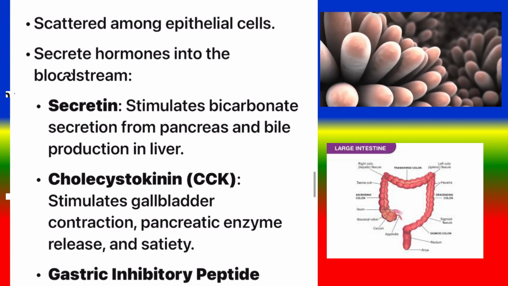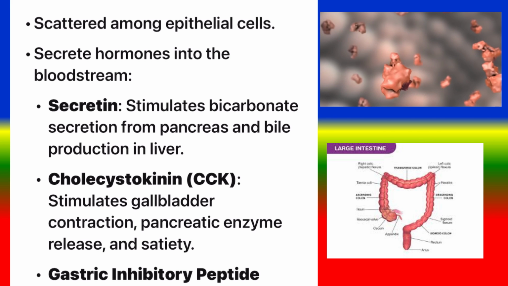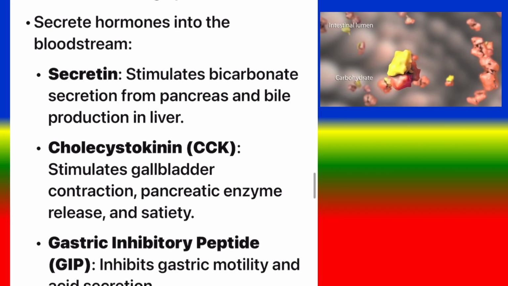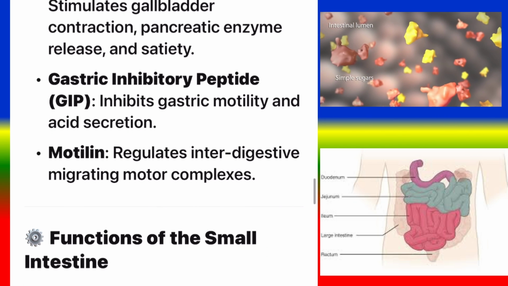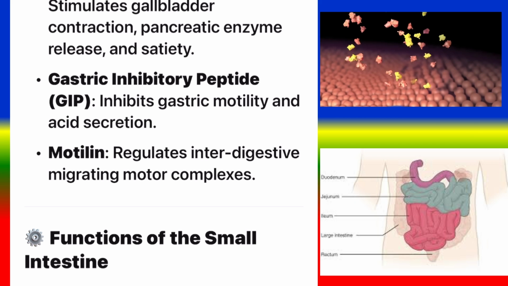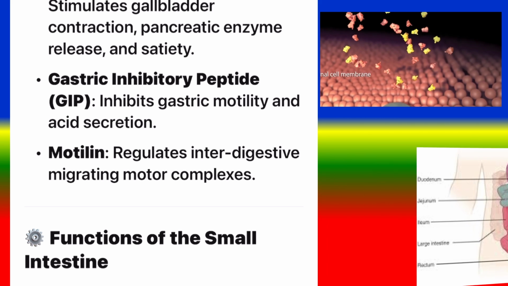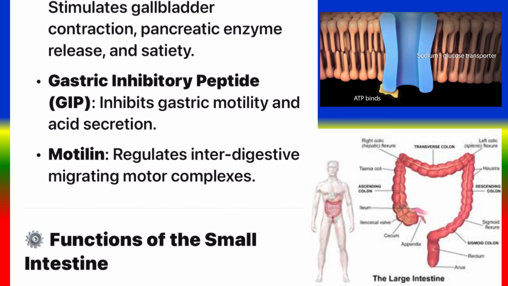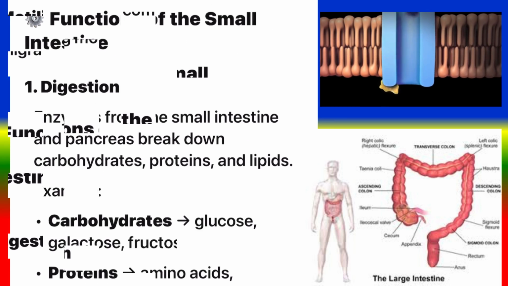5. Enteroendocrine cells, scattered among epithelial cells, secrete hormones into the bloodstream. Secretin stimulates bicarbonate secretion from the pancreas and bile production in the liver. Cholecystokinin, CCK, stimulates gallbladder contraction, pancreatic enzyme release, and satiety. Gastric inhibitory peptide, GIP, inhibits gastric motility and acid secretion. Motilin regulates interdigestive migrating motor complexes.